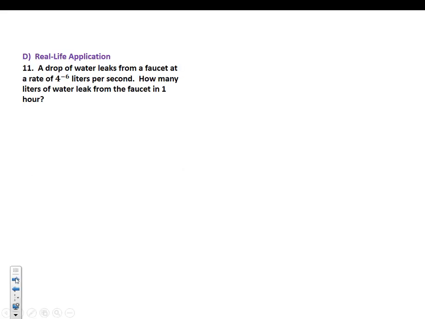Ladies and gentlemen, moving right along, let's do a real life application. A drop of water leaks from a faucet at a rate of 4 to the negative 6 liters per second. How many liters of water leak from the faucet in 1 hour? So, knowing that, first thing I'm going to do is take this 4 to the negative 6 and evaluate that one. I'm going to say this is 1 over 4 to the 6th.